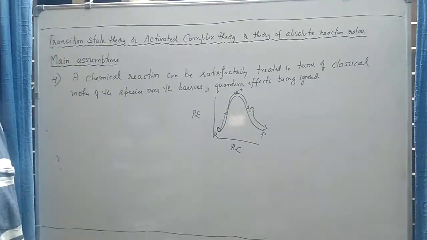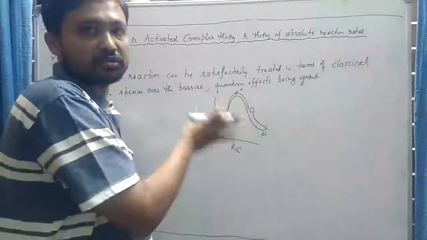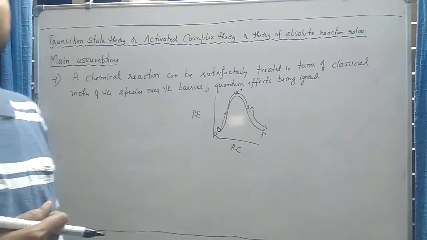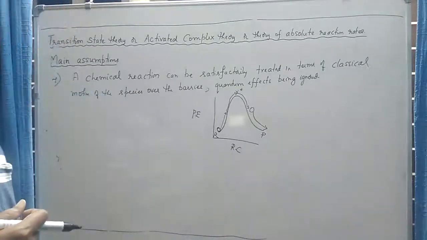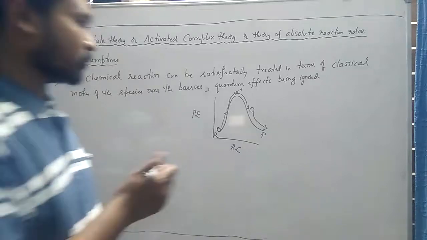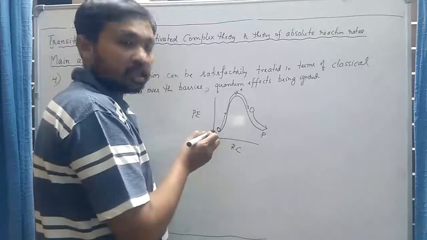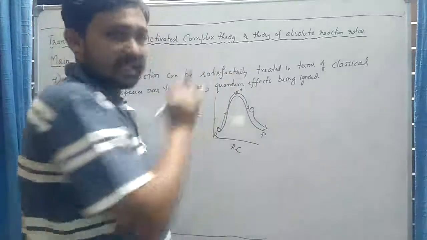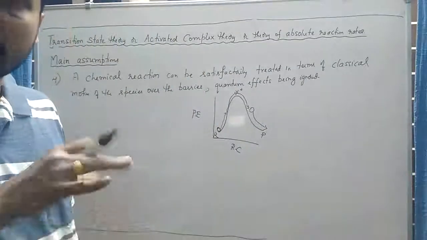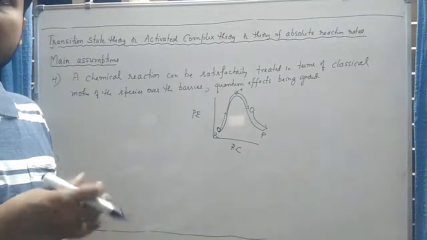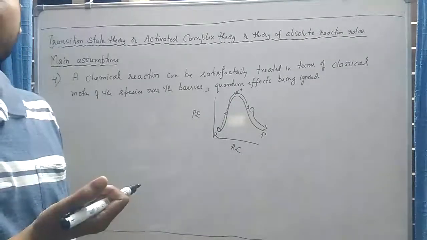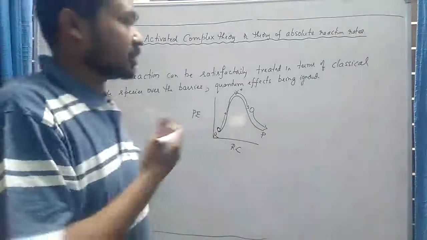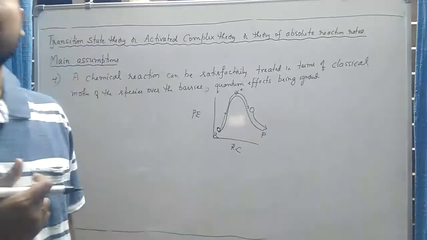Whereas according to quantum theory, if I apply the Schrodinger wave equation to this system and solve it, it gives a very important result called the tunneling effect. What the tunneling effect says is that the reactant molecule, even though it has not gathered enough energy to overcome this barrier, has a probability to form the product even without achieving that minimum energy. That phenomenon is called the tunneling effect.